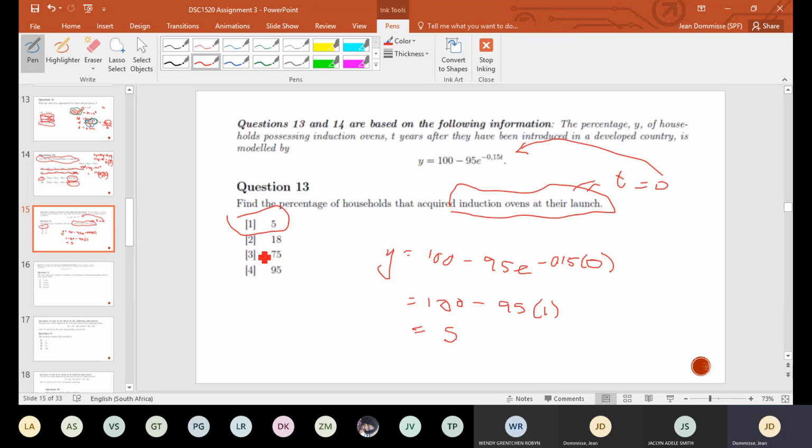Because that is what I would have done. I don't see anything else in this one that says anything else. Let's just read the question again. Percentage of households possessing induction ovens T years after they have been introduced. So at launch, yes. So that would have been my way of doing this.